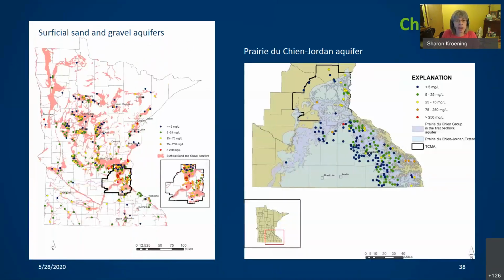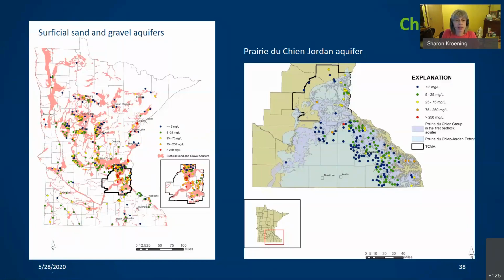This next slide shows the distribution of chloride concentrations in the superficial sand and gravel aquifers. The dots on this map indicate the concentration range. The dark blue dots show places where chloride was either not detected or is less than 5 milligrams per liter. And the red dots show the highest concentrations, those above 250 milligrams per liter. And 250 is what's called the secondary maximum contaminant level.